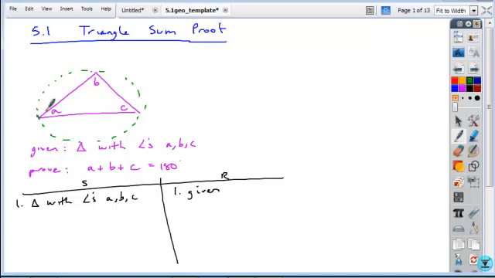And so this is called an inscribed triangle. It means we have a circle that passes through each of its vertices. Okay, and so in looking at this, we'll call this triangle ABC.